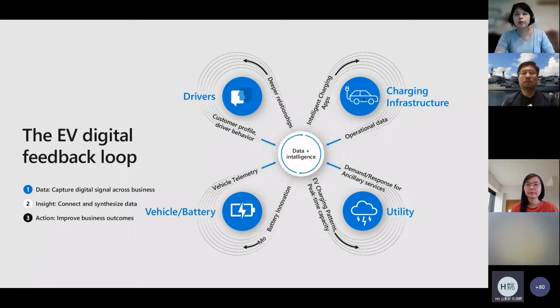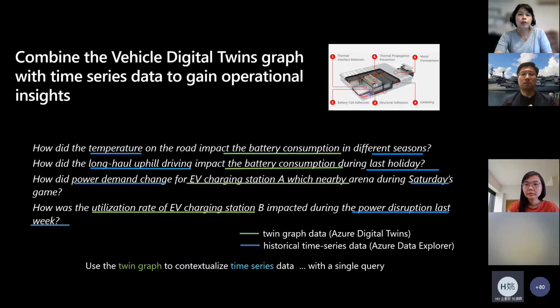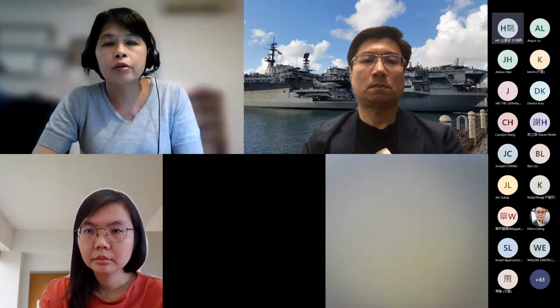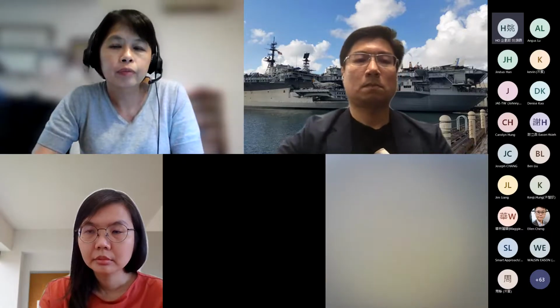Actually, we also need to consider four parts, including the driver, vehicle battery, and charging infrastructure, as well as the utility company, right? So with that, I will hand over to Dehui. She is going to share with you some of the practice and the use cases. I think that would better help you understand how to apply digital twin in those scenarios. So over to you, Dehui.